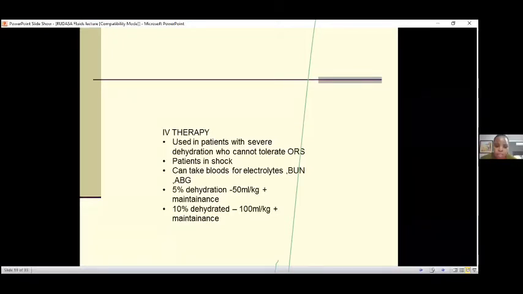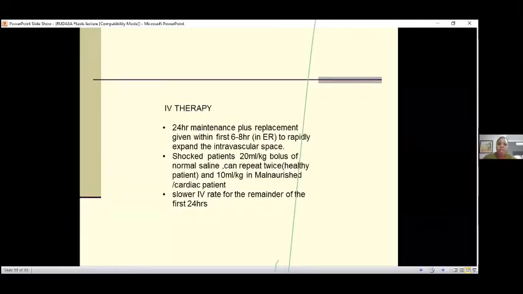Now, furthermore, on the dehydration, if the patient is 5% dehydrated, you will give 50 ml per kg plus the maintenance. And if it's 10% dehydrated, that would be 100 ml per kg plus the maintenance of that particular baby. What is important is that the 24-hour maintenance plus replacement should be given within the first 6 to 8 hours in your emergency room. It must be given as rapidly as possible to expand the extracellular space.